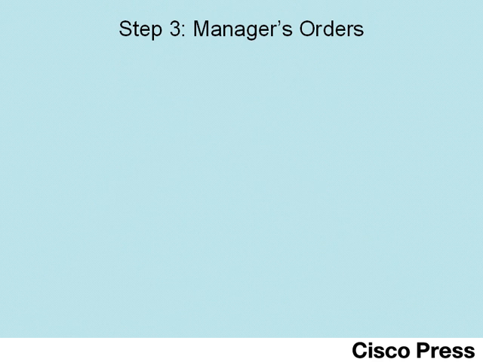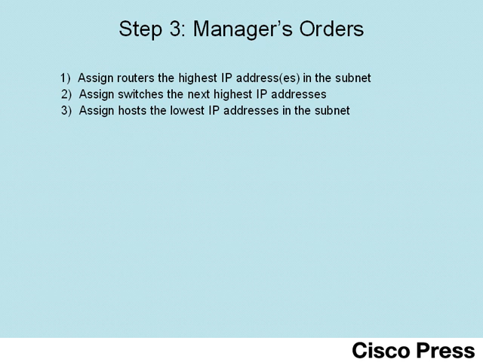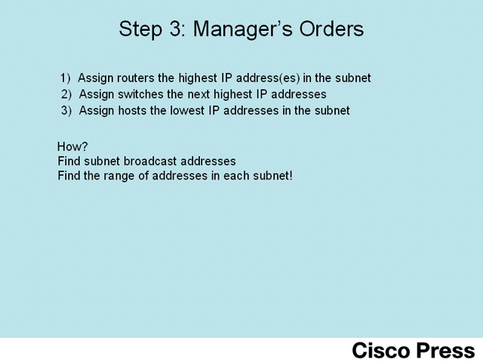Next, let's move on to scenario step 3. The network manager has made some more rules about what you should do with the subnet numbers now that you've chosen them. In particular, the manager says that you should assign the routers the highest IP addresses in their respective subnets, then assign the switches the next highest IP addresses, but then when assigning IP addresses for hosts, to use the lowest IP addresses in each subnet. Now, in order to pick those addresses, you need to find the range of addresses within a subnet, but to do that it's very helpful to first find each subnet's broadcast address. So that's what we'll do here at step 3.